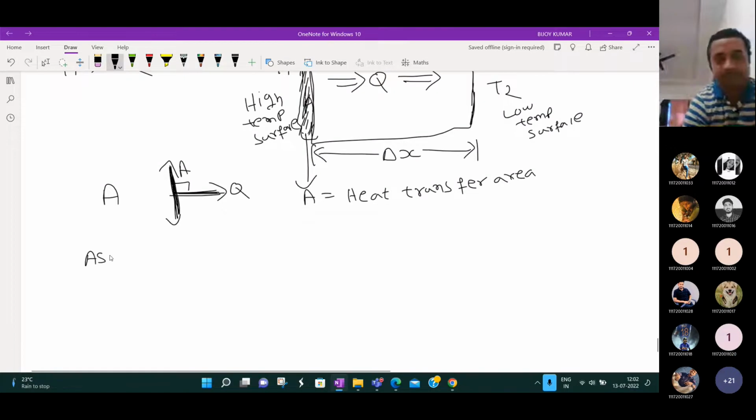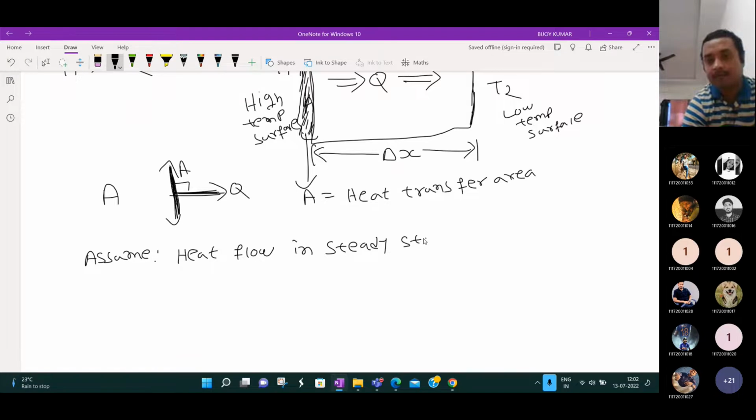Let's assume heat flow in steady state. Another assumption we will take is one directional heat flow. Why one directional heat flow?